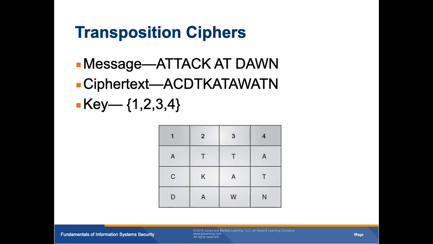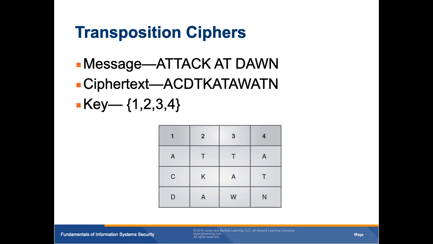So here's a transposition cipher. We're going to attack at dawn as our plain text message. And then our ciphertext is now this new statement. And our key is 1, 2, 3, 4.